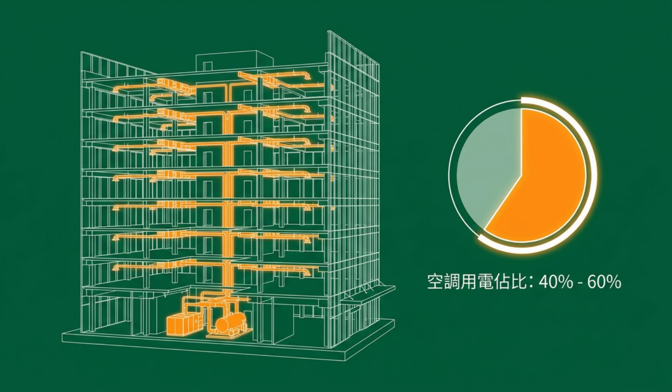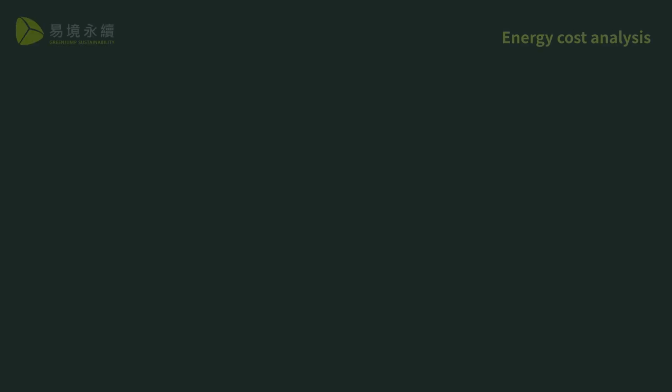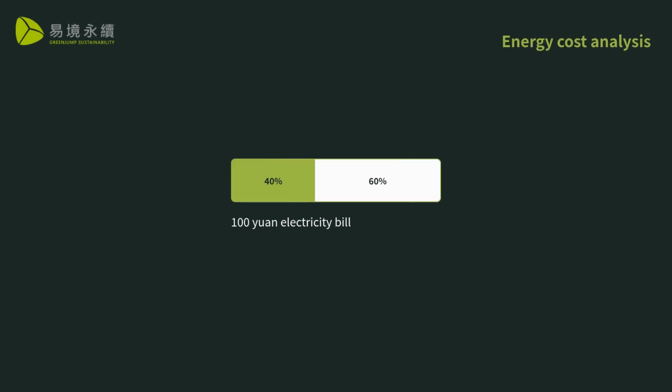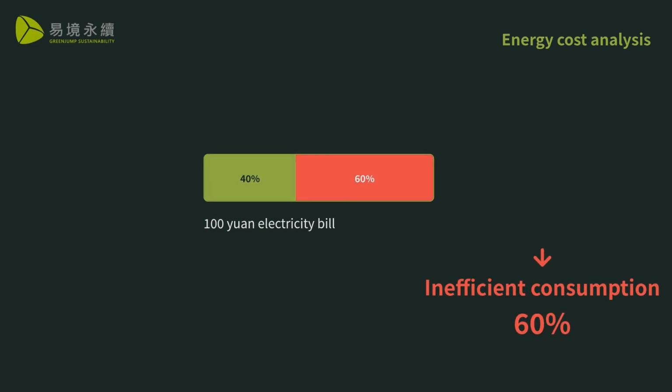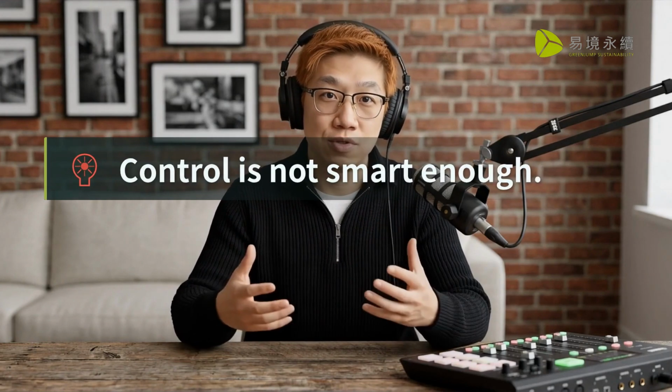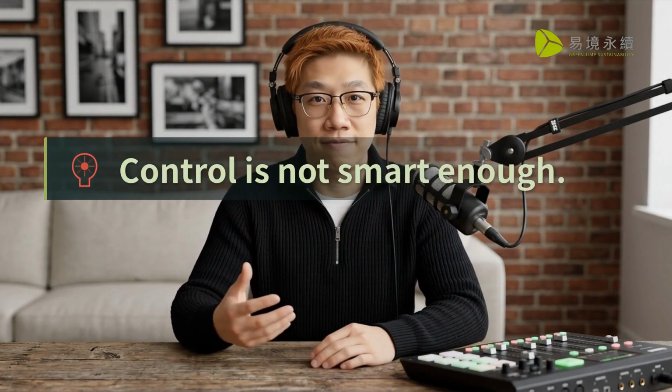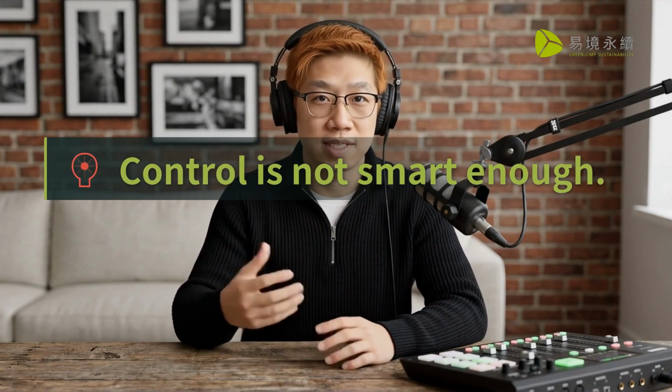The air conditioning of large buildings accounts for 40% to 60% of total electricity consumption. This is an astonishing figure. This means that for every $100 you pay for electricity, $40 to $60 are spent on this kind of inefficient energy consumption. The problem is not that the equipment is not new enough, but that the control is not smart enough. This is the core issue we will discuss today.